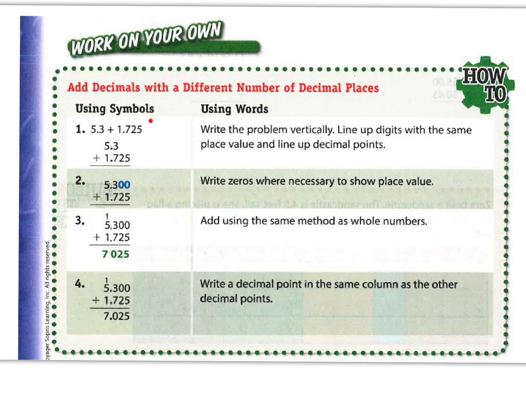Okay, so using symbols, here we have 5 and 3/10 plus 1 and 725 thousandths. So you still can line up those decimals. Write the problem vertically. Line up the digits with the same place value and line up the decimal points. Then write zeros where necessary to show place value. So those zeros are just holding the place value. They're not changing how much this is worth. Then add using the same method as whole numbers. Start all the way to the right, and then you just add going to the left. Write a decimal point in the same column as the other decimal point. So here the decimals are lined up, so then you write the decimal point right there.